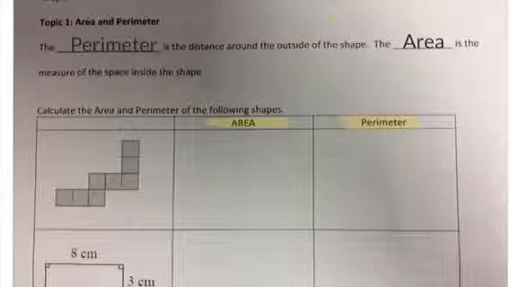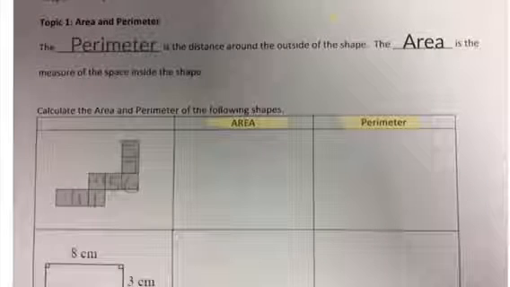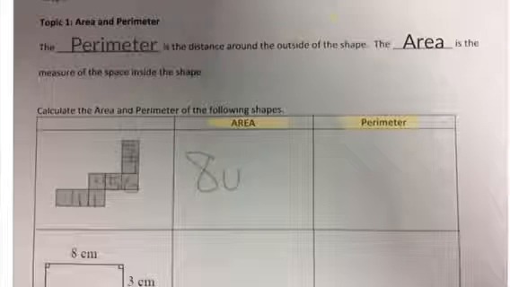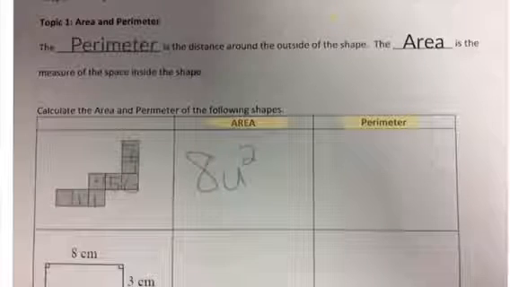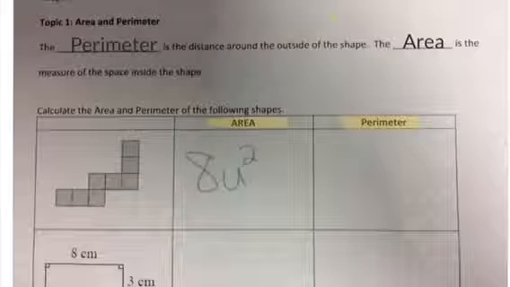So this is 1, 2, 3, 4, 5, 6, 7, and 8. So the area is going to be 8 units squared. Because there's not a label like centimeters, feet, or meters, we're going to use the word units. Okay, so I'm going to erase that, and then we're going to move to the outside edge.